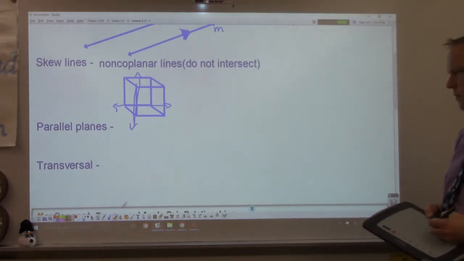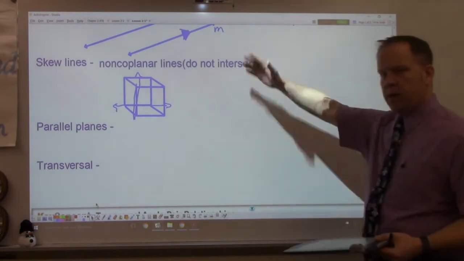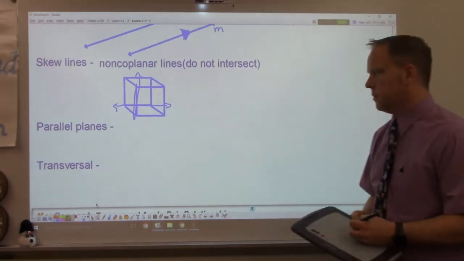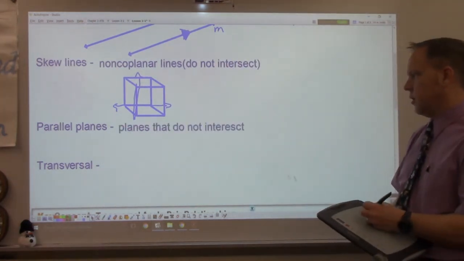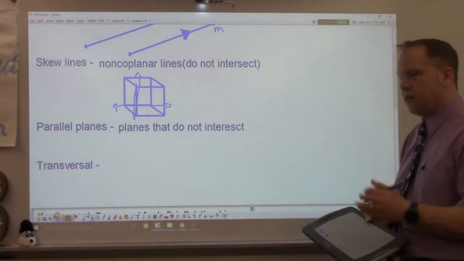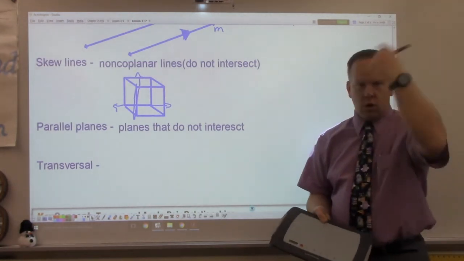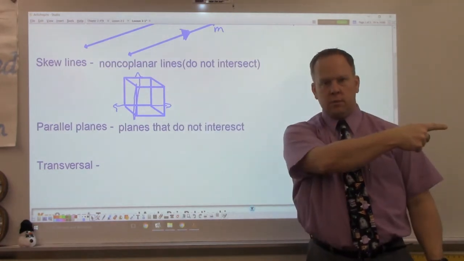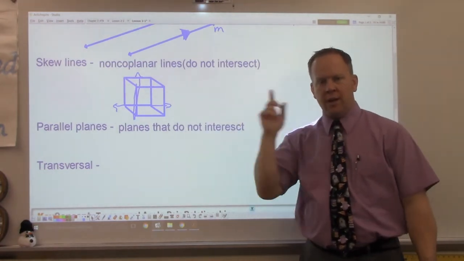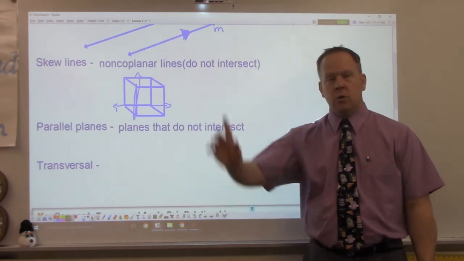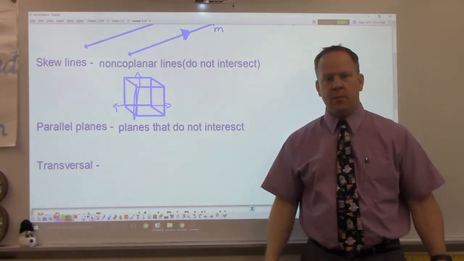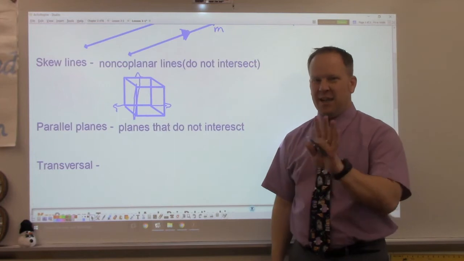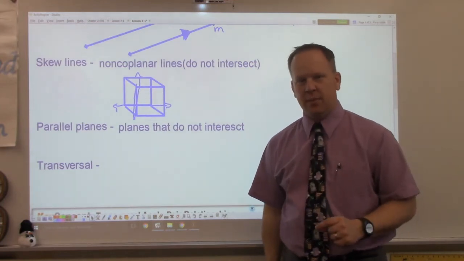Parallel planes. Just like you would think with parallel lines, parallel planes are planes that do not intersect. There's an example of parallel planes right now all around us. The left wall and the right wall are parallel planes. The front wall and the back wall are parallel planes. Or the ceiling and the floor would be an example of parallel planes. Granted, if construction was done correctly and everything's level and plumb.